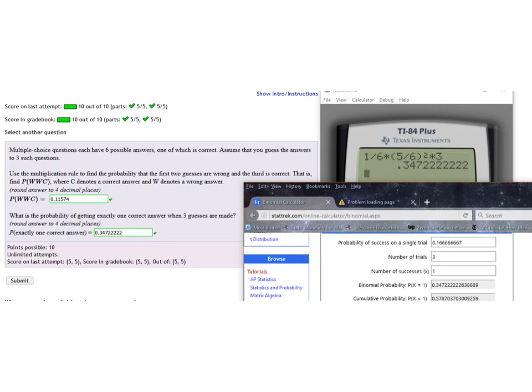So what I did is I fired up that online calculator. The probability 1 out of 6 is about that decimal. It's rounded. And then 3 trials, 1 success, because I want to know the probability of just getting 1 right. And look at that. That's the exact same answer. So if you can recognize a binomial distribution, it certainly saves you some steps, though it's good to reason it out and think about it.